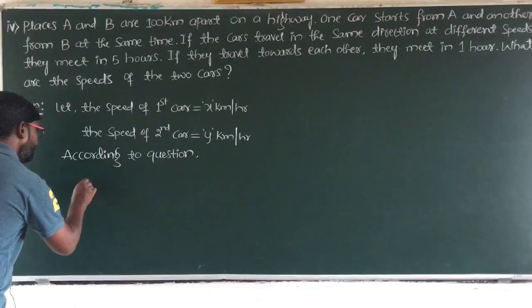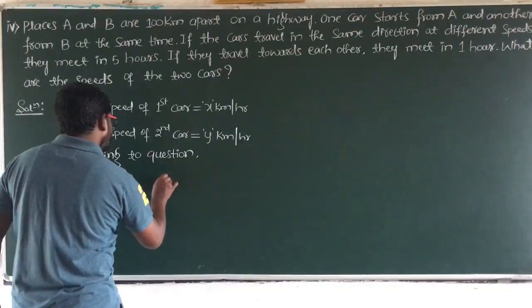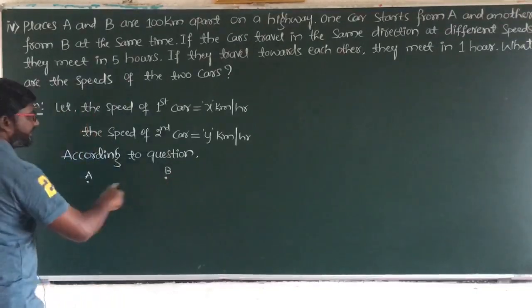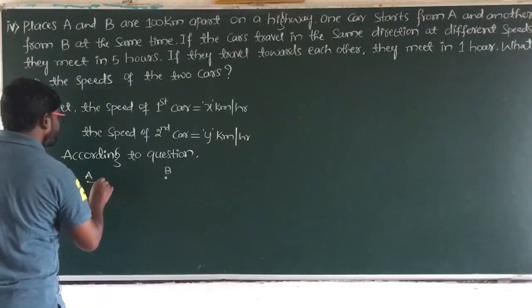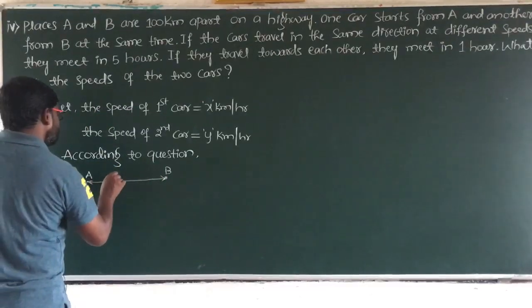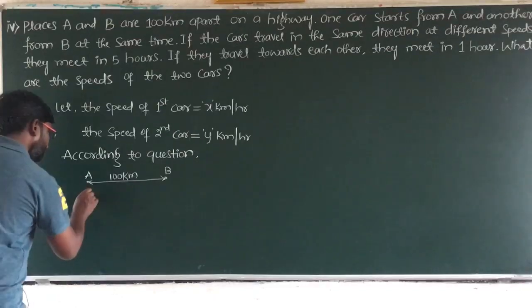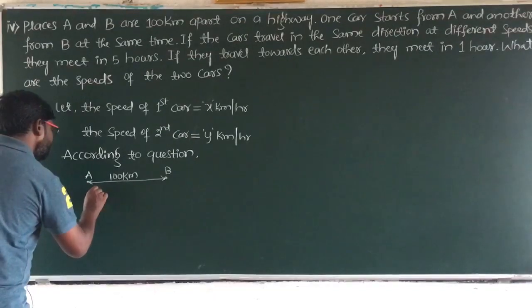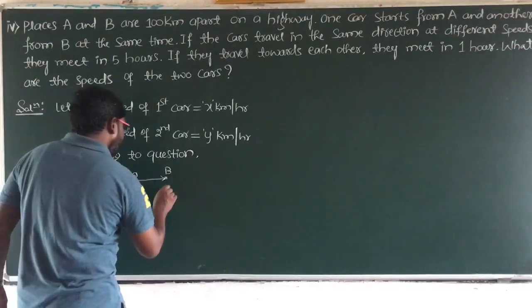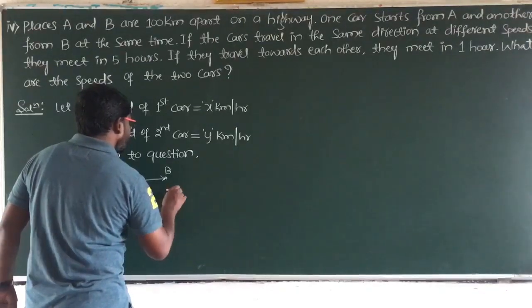Places A and B are 100 km apart. That means the distance between them is 100 kilometers. So now the first car starts from A and another car starts from B. They are moving in the same direction.